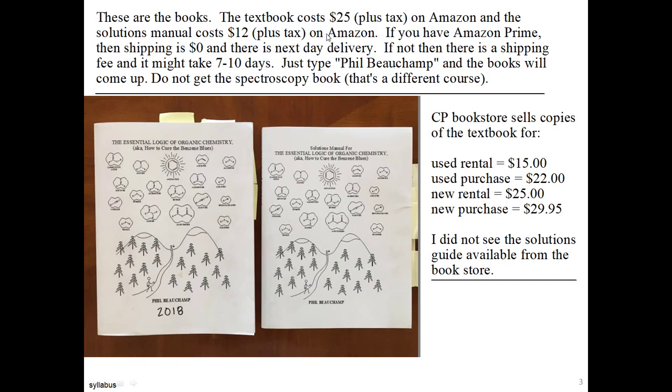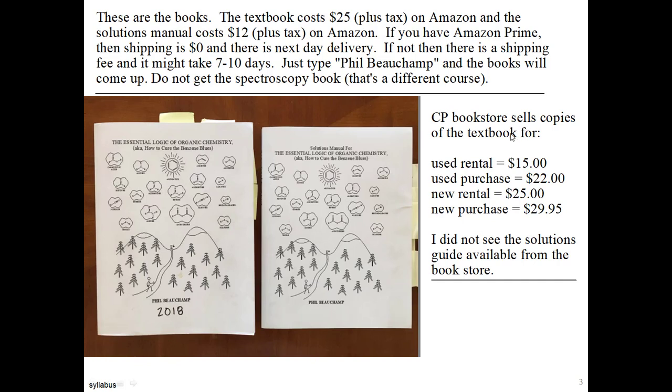If you have Amazon Prime, they ship it for free with, I think, next day delivery or maybe 2 days delivery. But if you don't have Amazon Prime, then you have to pay postage and the delivery is slower, maybe a week or so. So if you haven't ordered it by the time the course starts, you'll be behind. I have another book there that's on spectroscopy, but make sure you don't buy that one. That's a totally different course.